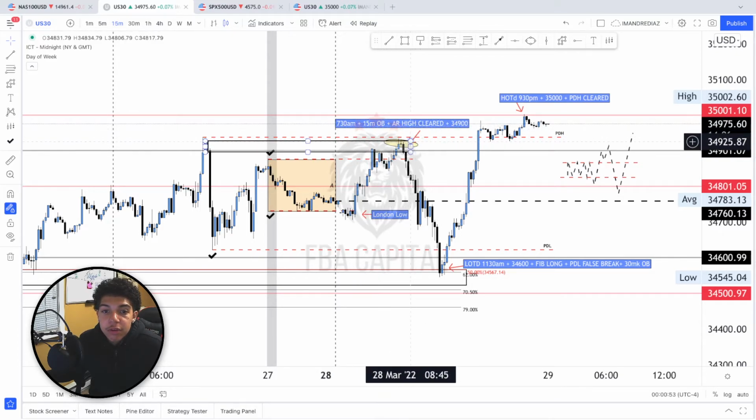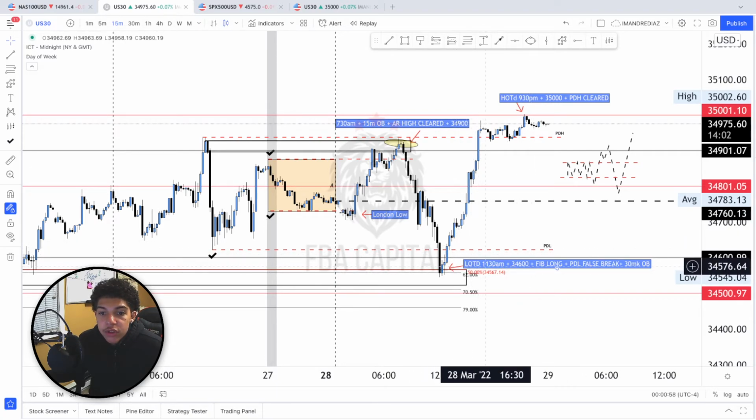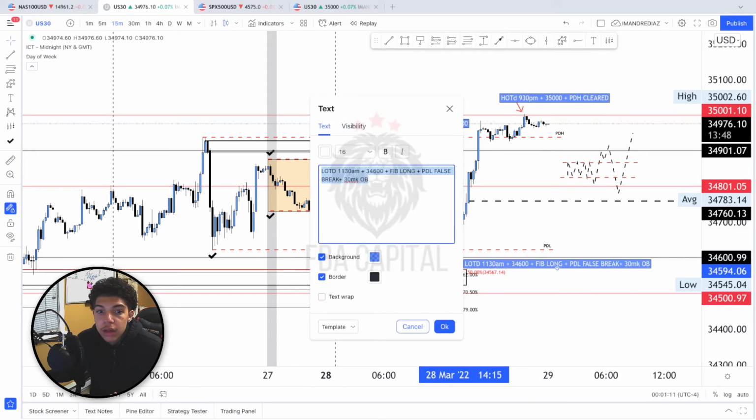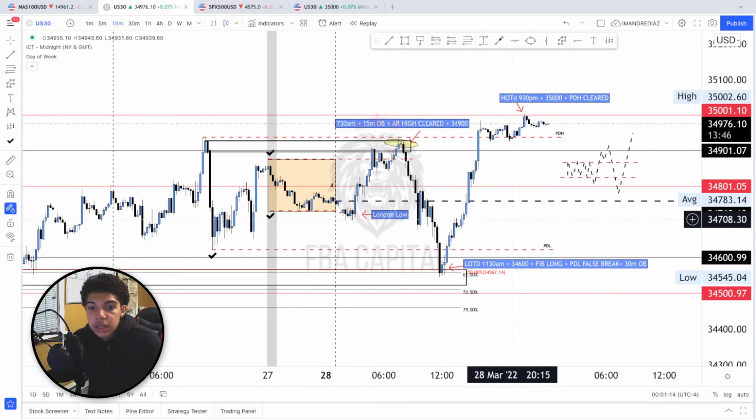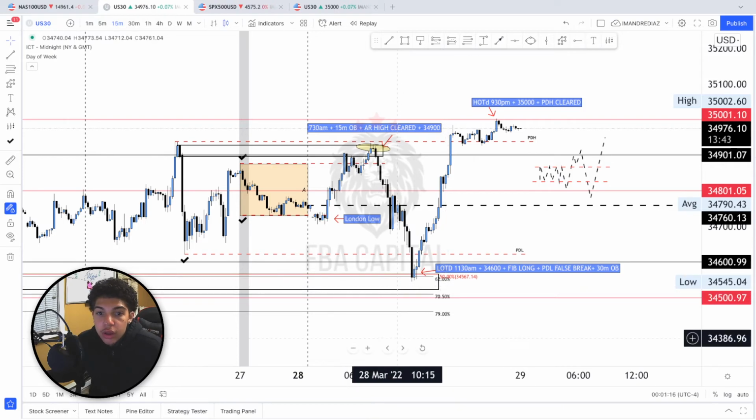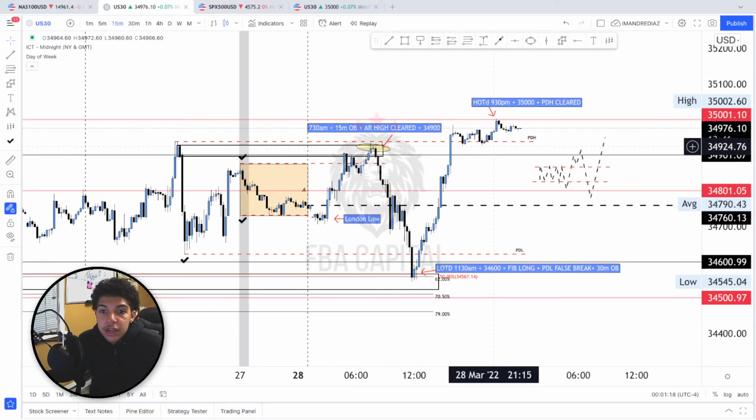And then from here, price melted all the way down, targeting the previous day's low at 11:30 a.m. at 34,600 big figure level. We had a rejection of our fib long from the previous week's low to the current day high. We had the false break of the previous day's low, and then we had this 30-minute order block rejection also. Then from here, this is what led price to have an expansion to the top side, clearing the previous day's high, clearing the high that was created during the New York session up above 34,900, and then we targeted the 35,000 big figure level where we ended off the day.